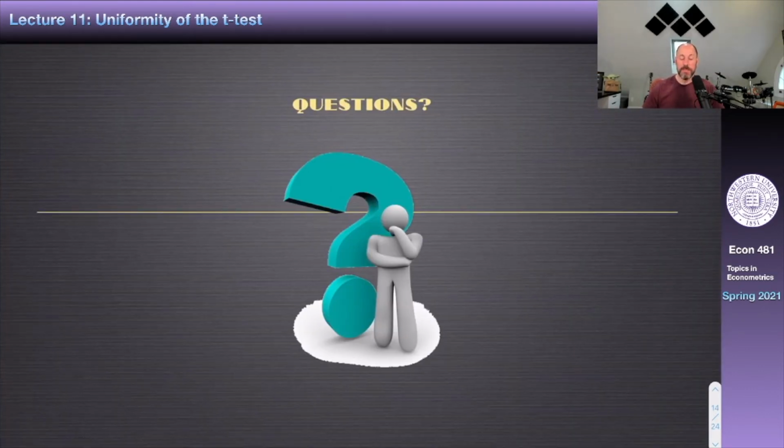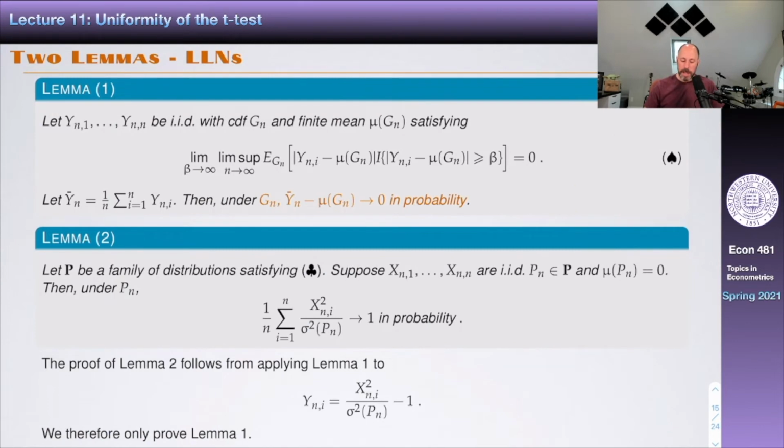So, assuming there are no questions, I'm going to move to 2 lemmas. Lemma 1. Let Y_n1 to Y_nn be IID with CDF G_n with finite mean mu_G_n, and suppose that this satisfies the following condition: the limit as beta goes to infinity, limit as lambda goes to infinity, of the expected value under G_n of the absolute value of Y minus the mean, times the indicator that the absolute value of Y minus the mean is greater than beta, and then this is 0.